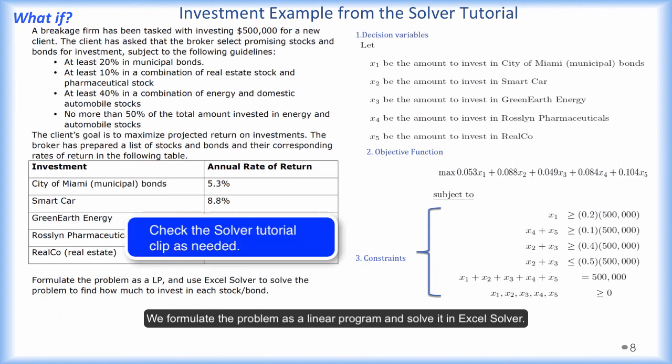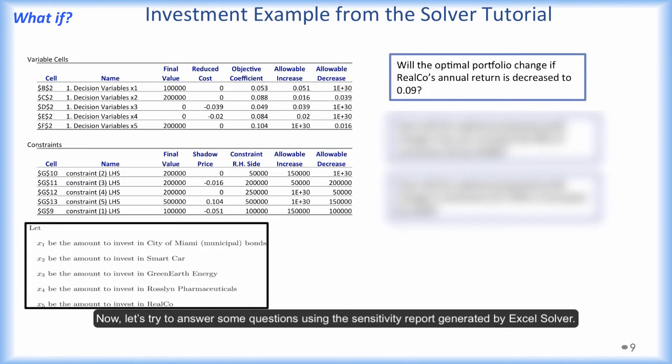We formulate the problem as a linear program and solve it in Excel Solver. By choosing the sensitivity report option in the last step, we will be able to obtain the sensitivity report. Now, let's try to answer some questions using the sensitivity report generated by Excel Solver. Will the optimal portfolio change if Real Cost's annual return is decreased to 0.09?